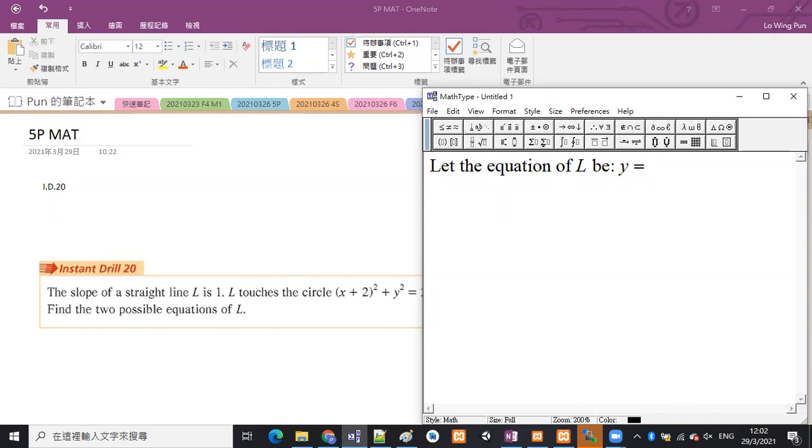Okay, so from now on, when we want to find the equation of straight line, and if there is not much information for that straight line, we may let the equation to be y equals mx plus c, where m is the slope and the c will be the y-intercept.